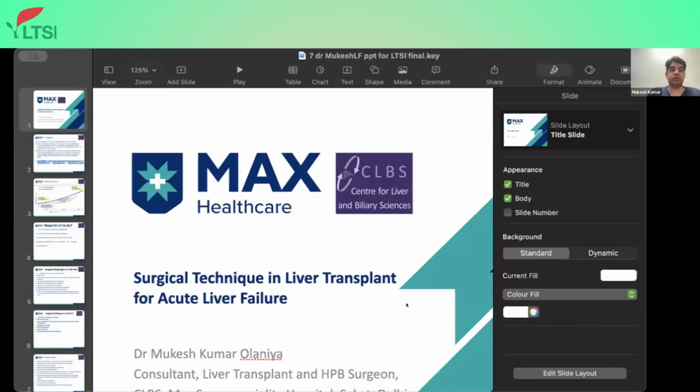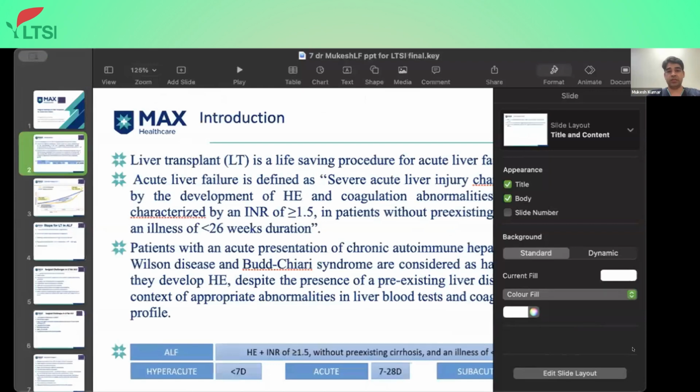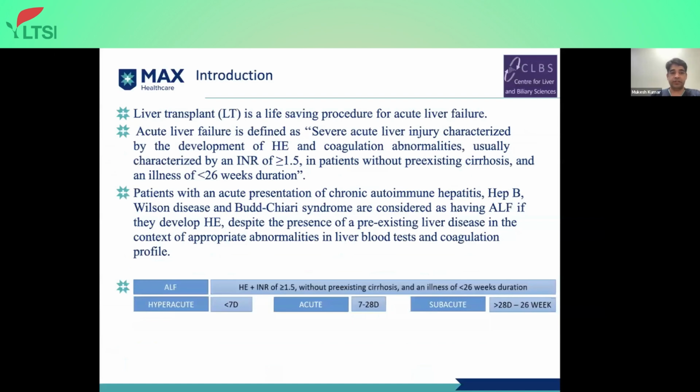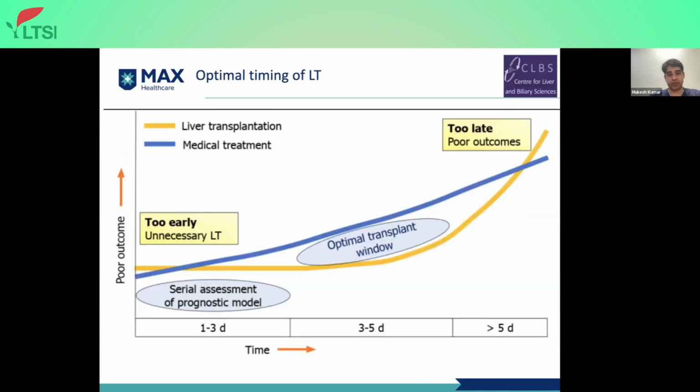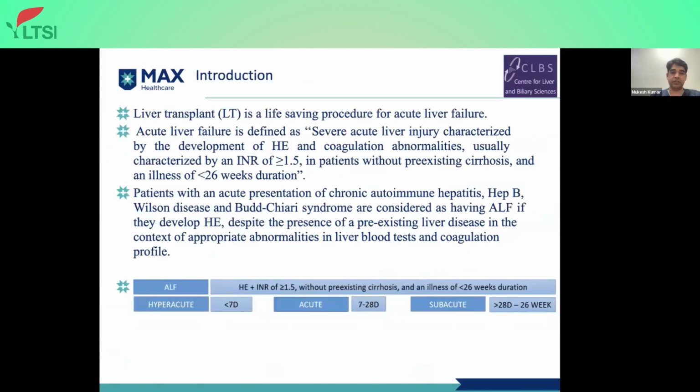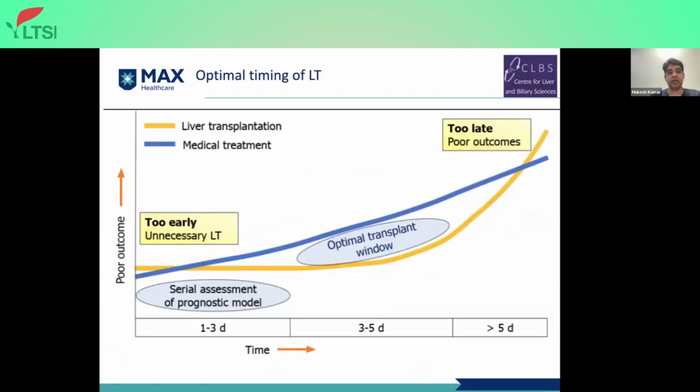So I'll be talking on surgical technique in liver transplant for acute liver failure. Next. As liver transplant is a definitive treatment for patients who are not recovering from acute liver failure, I'll not go into details of definition and indications. So optimal timing of the liver transplant remains a challenge, as too early a transplant sometimes is unnecessary and too late a transplant gives poor outcome. Next.